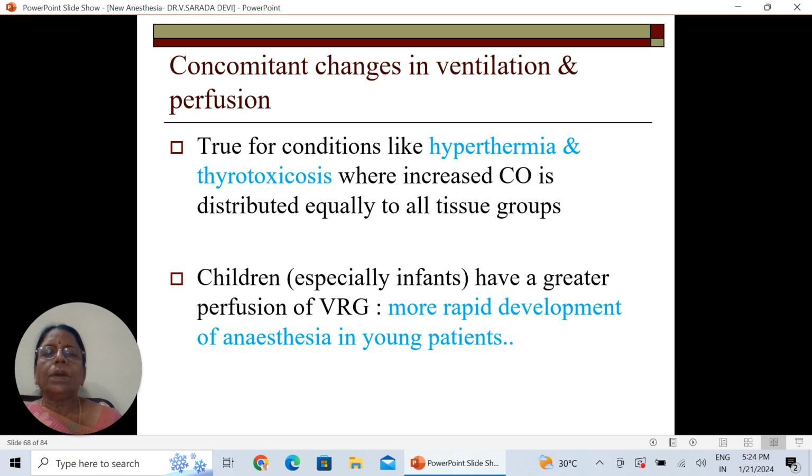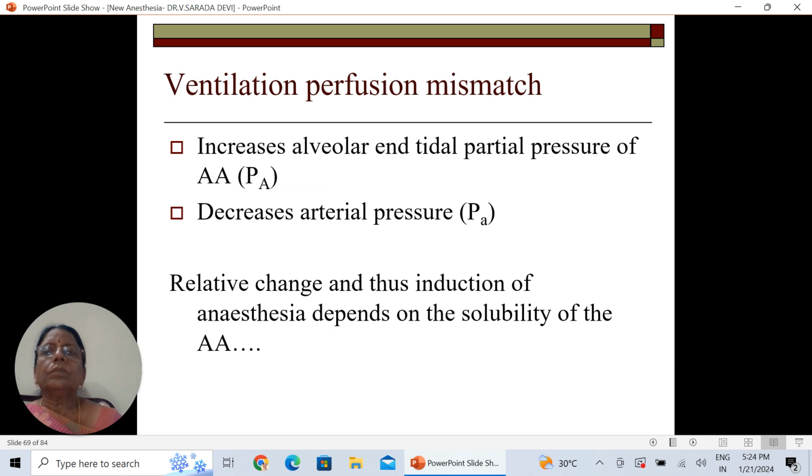Children, especially infants, have greater perfusion of the vessel-rich group. So there is more rapid development of anesthesia in young patients. So ventilation perfusion mismatch increases the alveolar end-tidal partial pressure of anesthetic agent and decreases the arterial pressure. There is a relative change, and thus induction of anesthesia depends upon the solubility of the anesthetic agent.